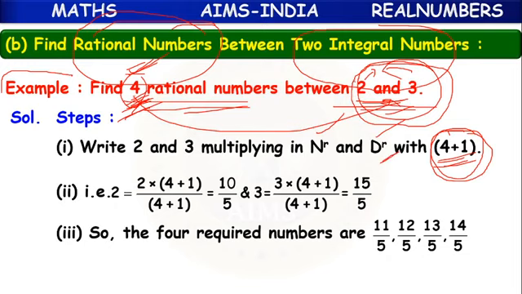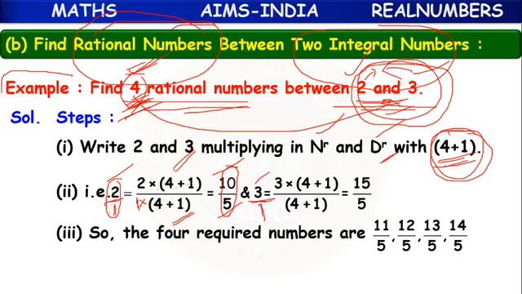Suppose they are asking to find rational numbers between 2 and 3. How to write 2? We can write 2 by 1. How to write 3? We can write 3 by 1. First we have to represent them like this. Then both numerator and denominator of each integer are to be multiplied with 4 plus 1. So 2 into 5 is 10, and 1 into 5 is 5. So we have 10 by 5.